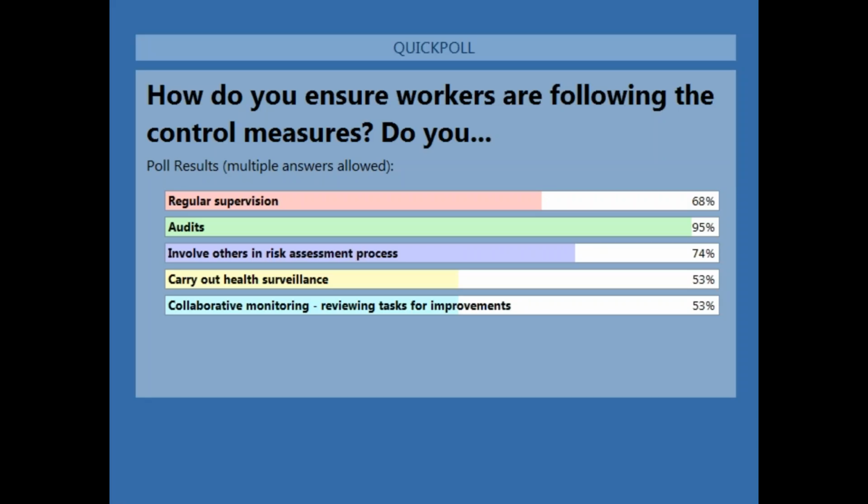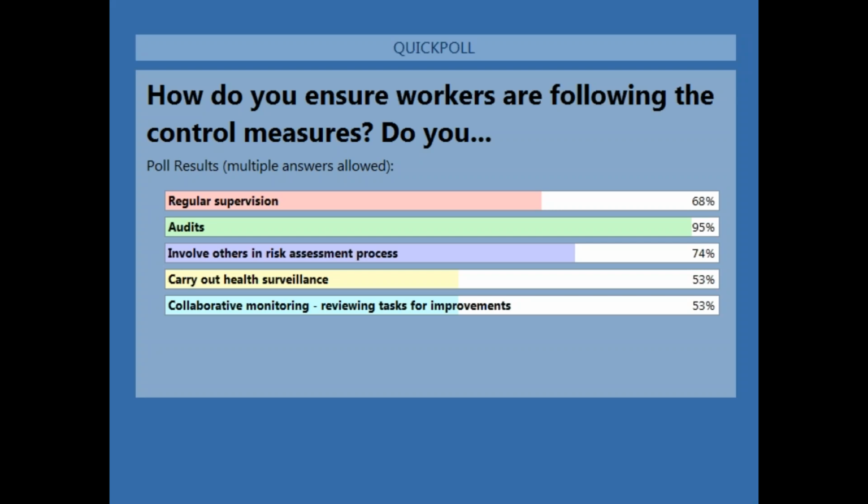Okay, so in terms of responses for that question, how do you ensure workers are following the control measures? 68% said regular supervision, 95% said audits, very popular one there. 74% said involving others in risk assessment process, which is brilliant. 53% was for both carrying out health surveillance and also the collaborative monitoring around reviewing tasks and improvements. Any feedback and thoughts on those responses from you, Ian?